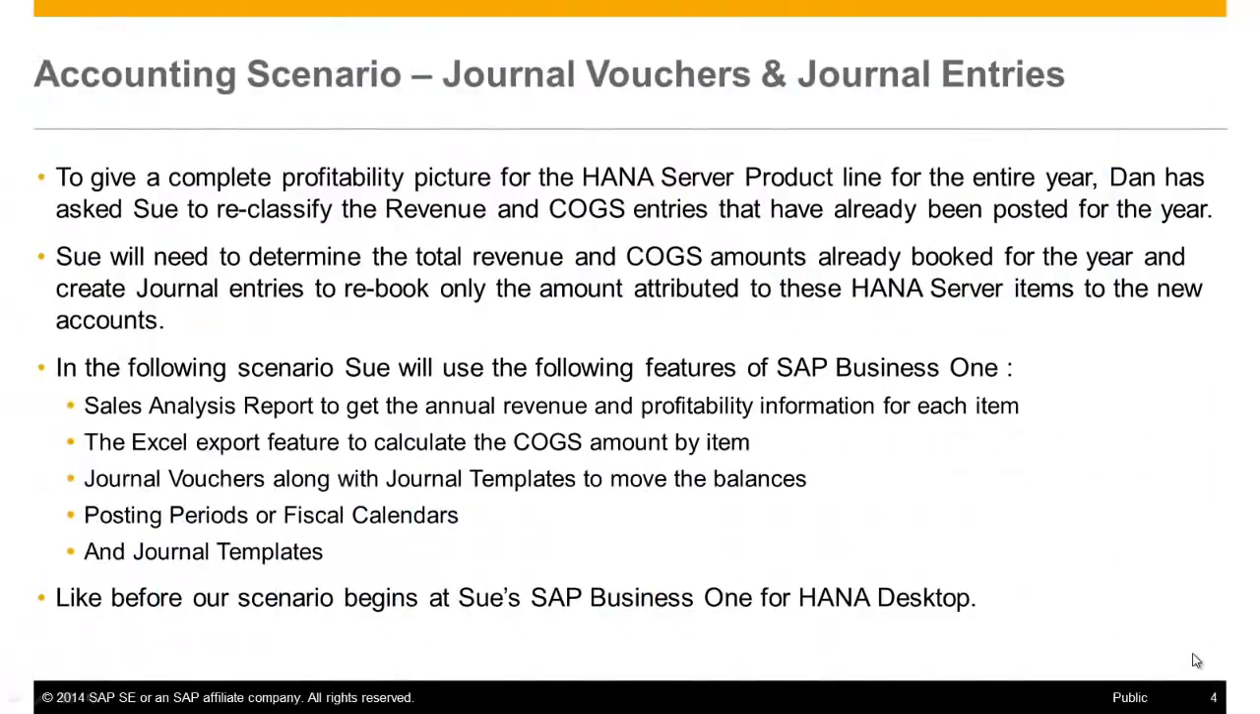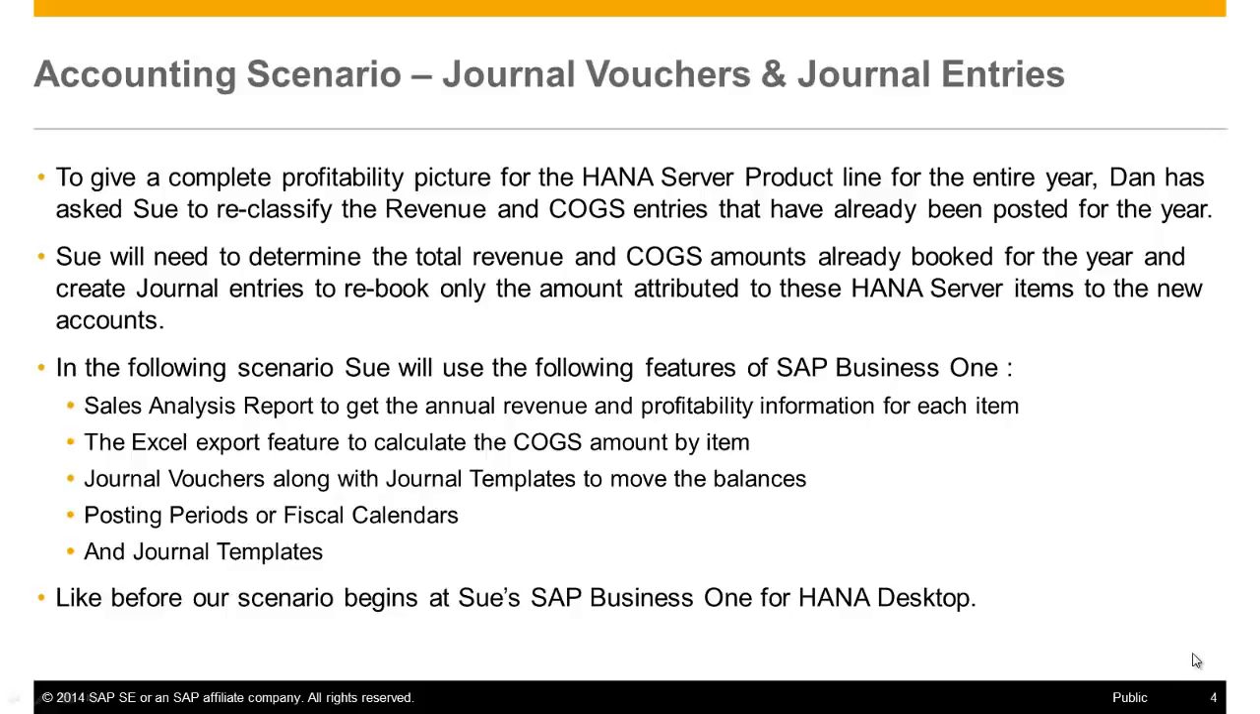Accounting Scenario 2. Journal vouchers and journal entries. To give a complete profitability picture of this new HANA Server product line for the entire year, Dan has asked Sue to reclassify the revenue and cost of goods sold amounts that have already been posted from the previous GL accounts to the new GL accounts.